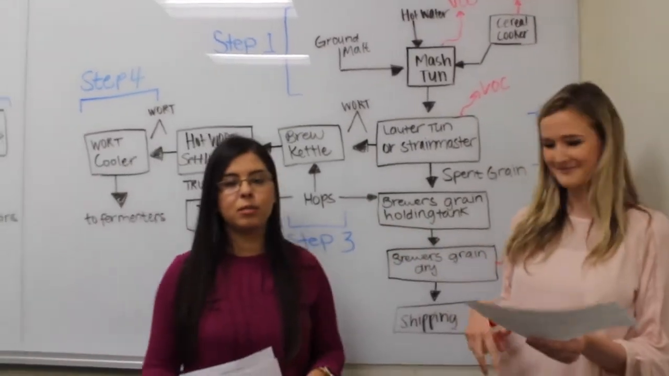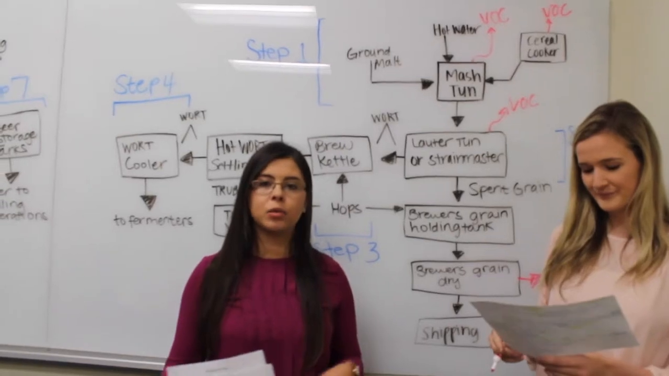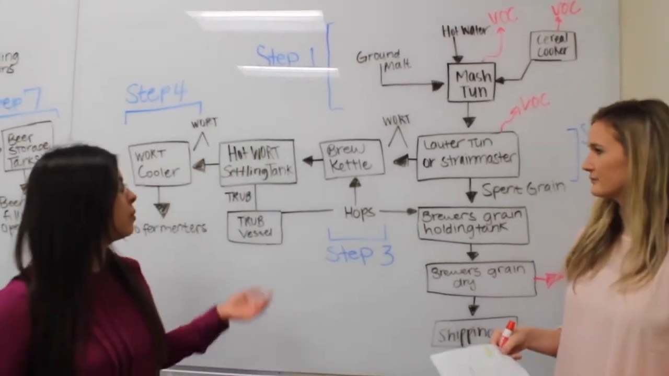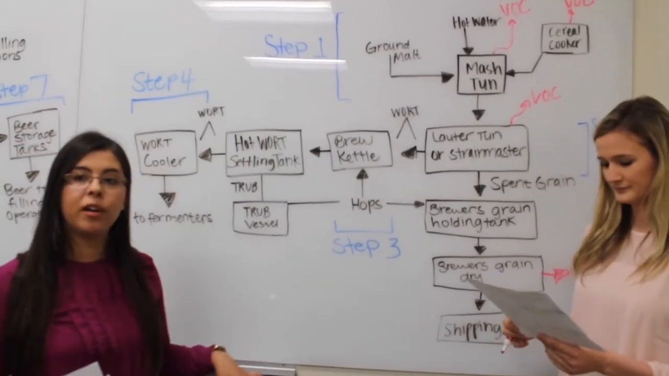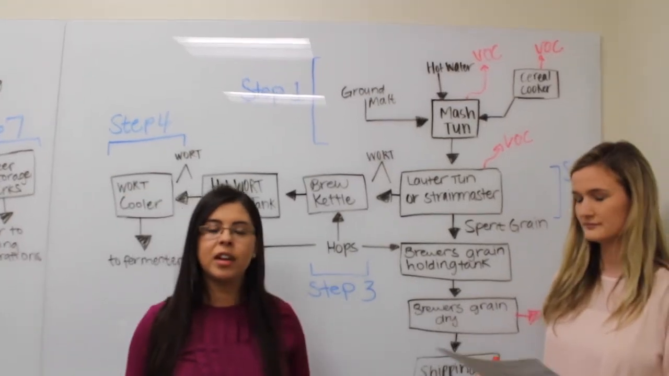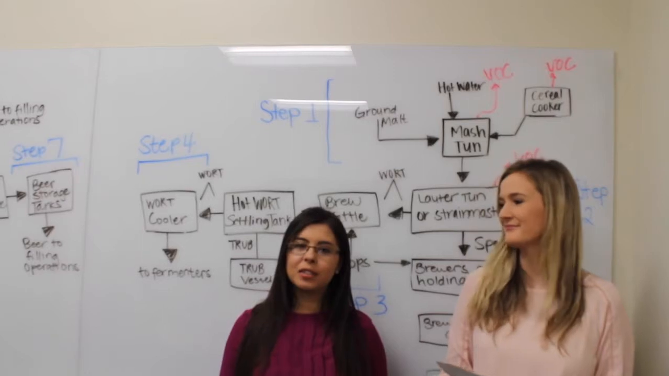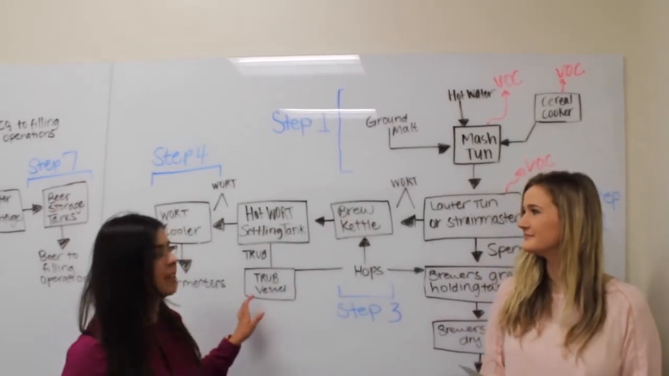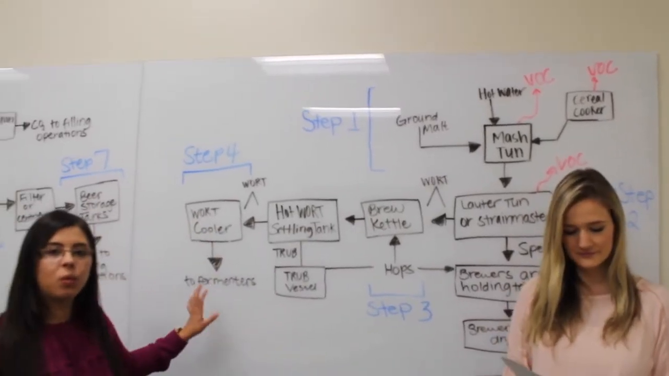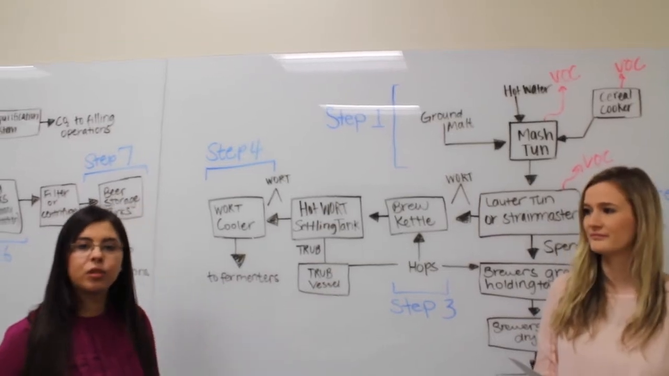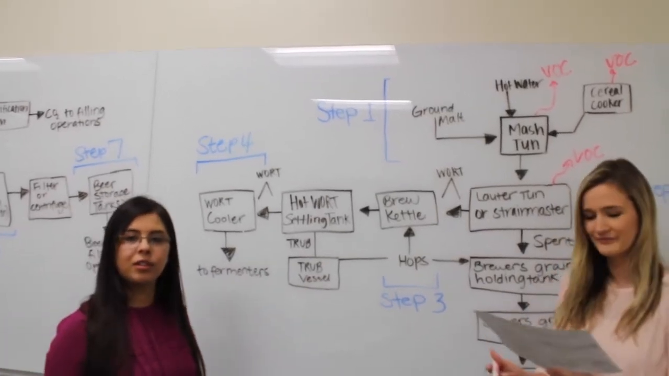The mash that is usable after the straining process is now called wort, and it is transferred into a brew kettle where it is boiled with hot water along with hops to add flavor and structure to the beer. After the brew kettle process, the wort is then transferred into a settling tank where it is settled, and then to a wort cooler where it can be further cooled and then transferred into the fermenters.